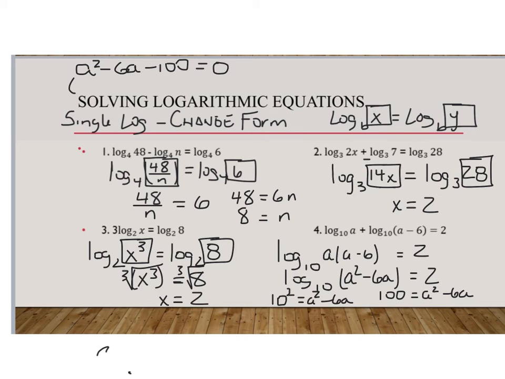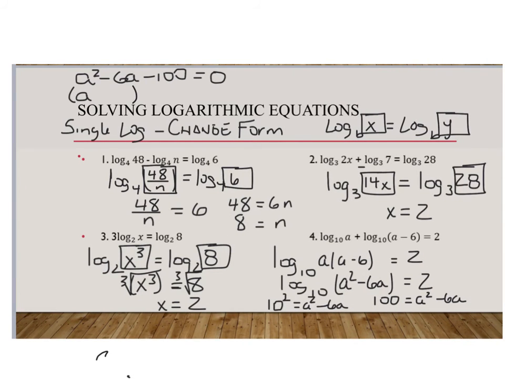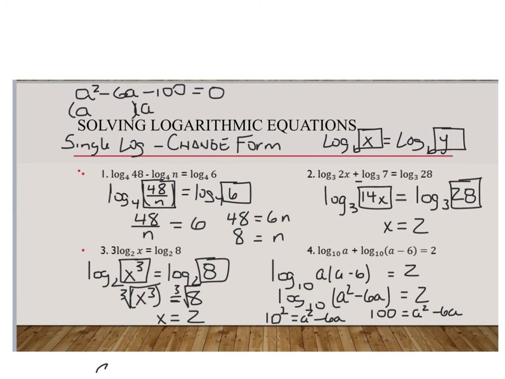I'm going to factor this, or try to, so I have a and a. And now I need factors of 100 that would differ by 6. So 10 and 10, 8 does not go into 100, 4 goes in there 25 times. And this particular quadratic will not factor.